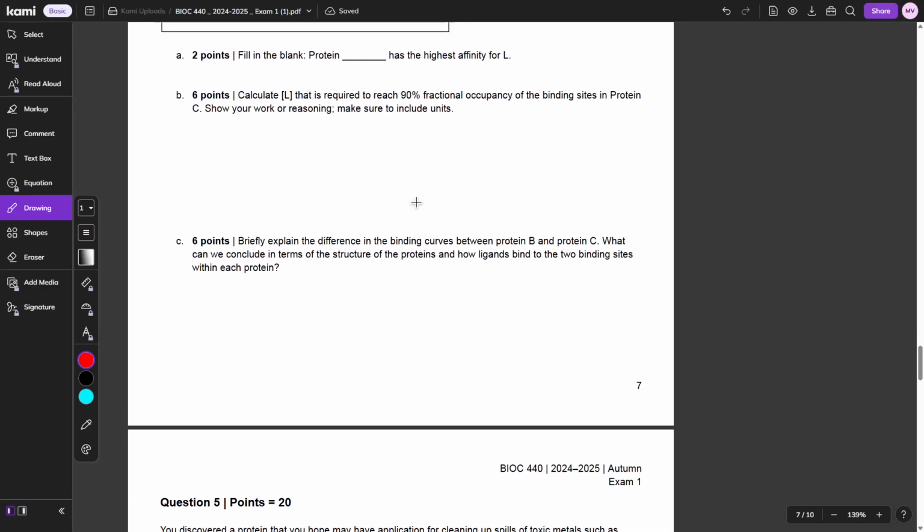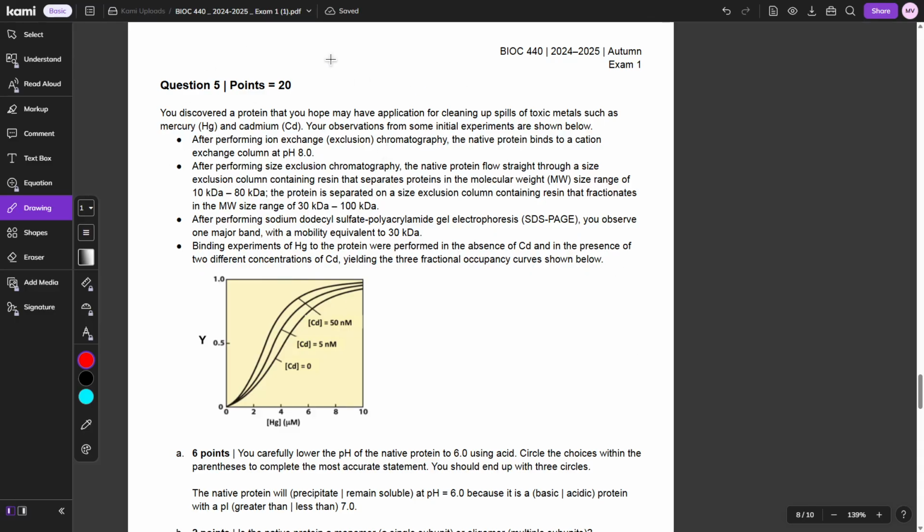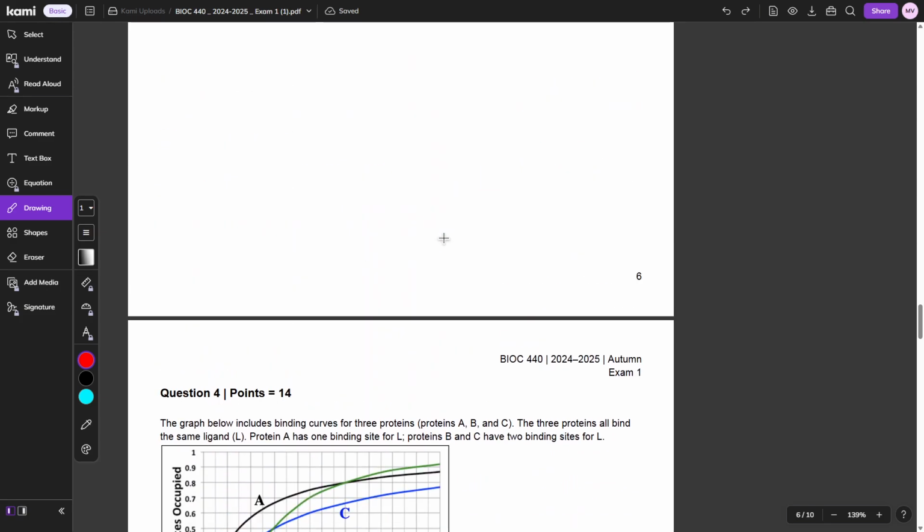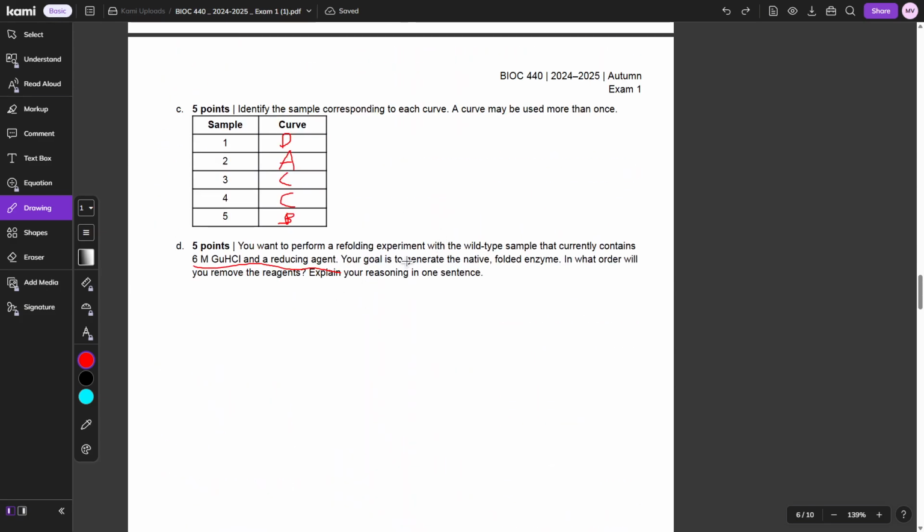So yeah, same thing with this question, right? If I didn't do the practice exams, I would have had no idea we were doing SDS-PAGE stuff. I would have been screwed, right? So yeah, but that makes sense, right? We're good with part D here, right?